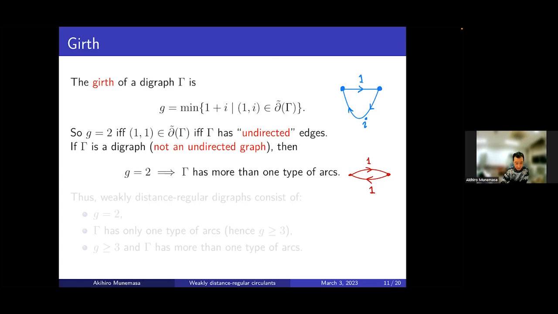The girth could be 2. This is a little bit different from the situation of the undirected case. In the undirected case, we don't allow girth to be 2, but here we treat a directed graph. So it may happen that you have arcs in both directions, like this. In this case, we say gamma has girth 2. We have seen that this situation occurs, for example, in the lexicographic product. So we don't exclude such undirected arcs in the digraph. So our digraph could be a mixture of proper digraph and undirected graph. Both kinds of edges could exist.